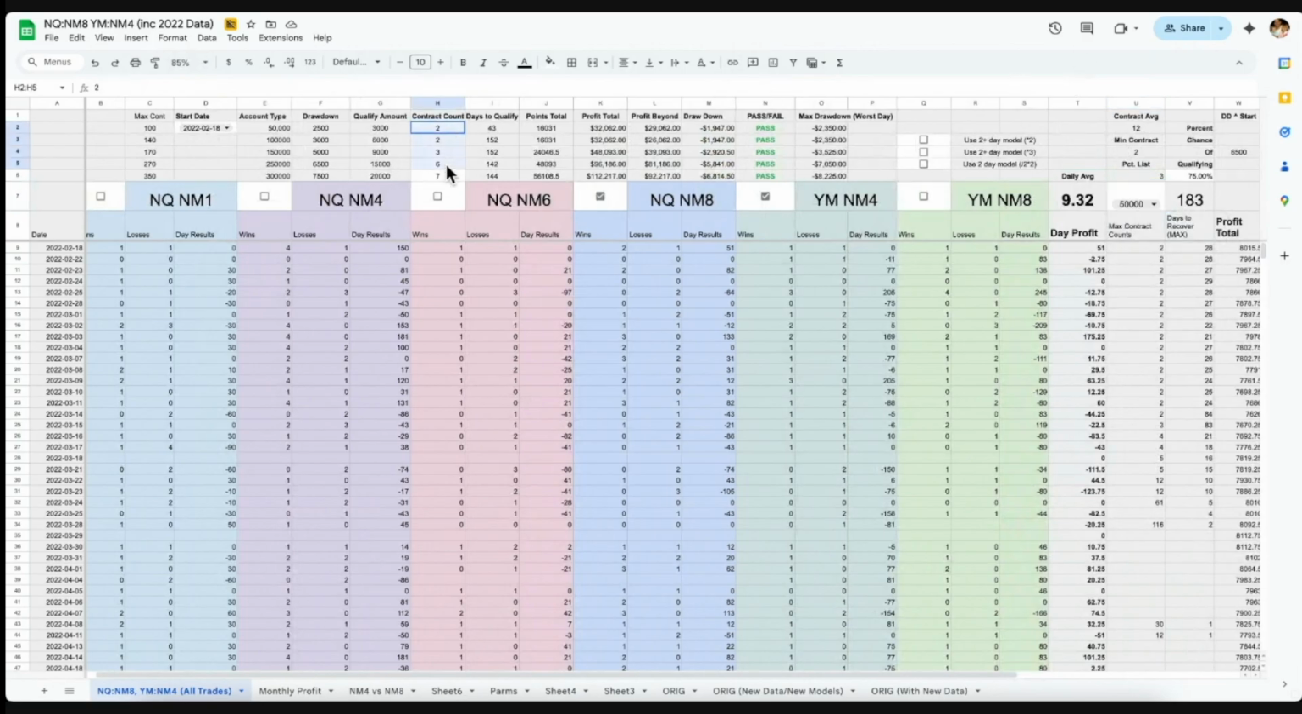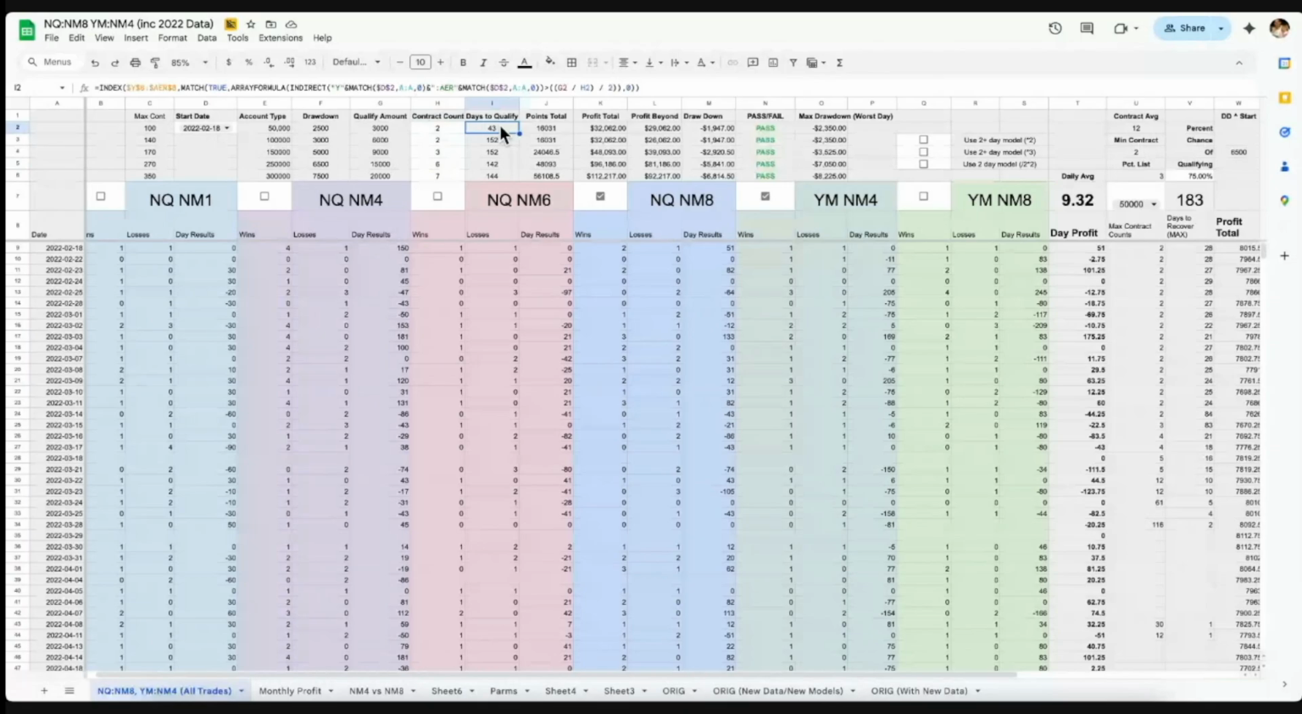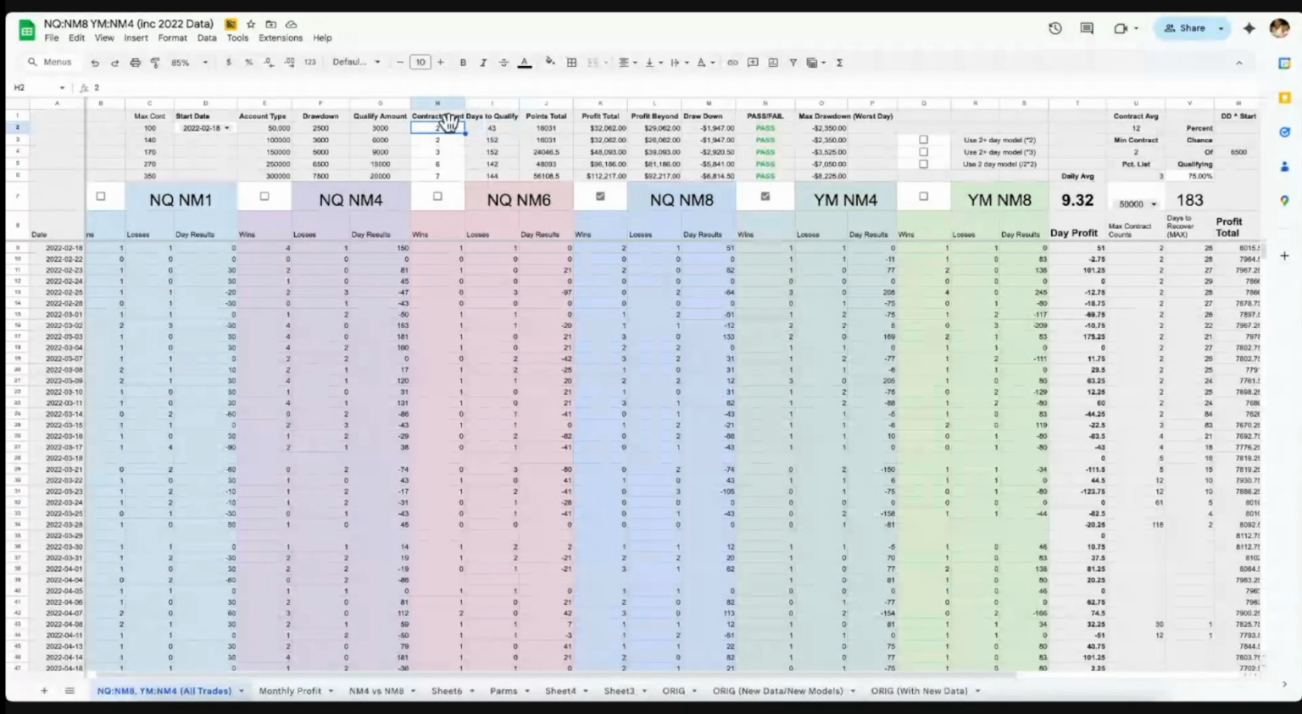These are the 90th percentile numbers. Even though this one is a 2 number, if I put 90% in it, it would still show 2 contracts. But the point I'm trying to make is that the minimum is 2, so it's 90 all the way to 99. So this is the 90th percentile number of contracts. So it would take 43 trading days to qualify this account using 2 contracts. But if you changed it to 3, obviously that number would come down.